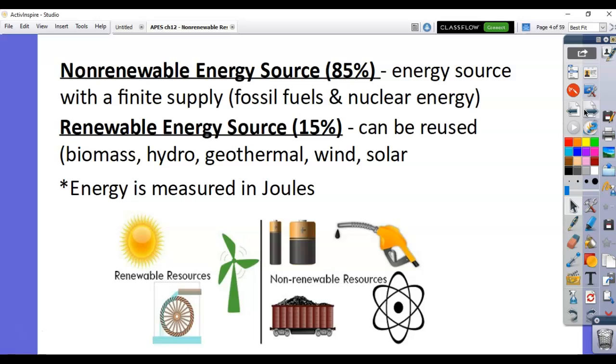Renewable can be reused. So biomass, bio meaning living, right? Those would be like plants, like burning wood. Hydro, that'd be like your dams and your water. Geothermal, geo meaning rock, thermal meaning heat. Wind, like wind turbines, and solar, as in solar energy. So we'll talk about all of these. This chapter is just on non-renewable resources. Next chapter is on renewable ones. But what I find is that a lot of students already have a pretty good idea about the renewable energy sources. You don't need to know a ton about them, so we're not going to go super in depth.